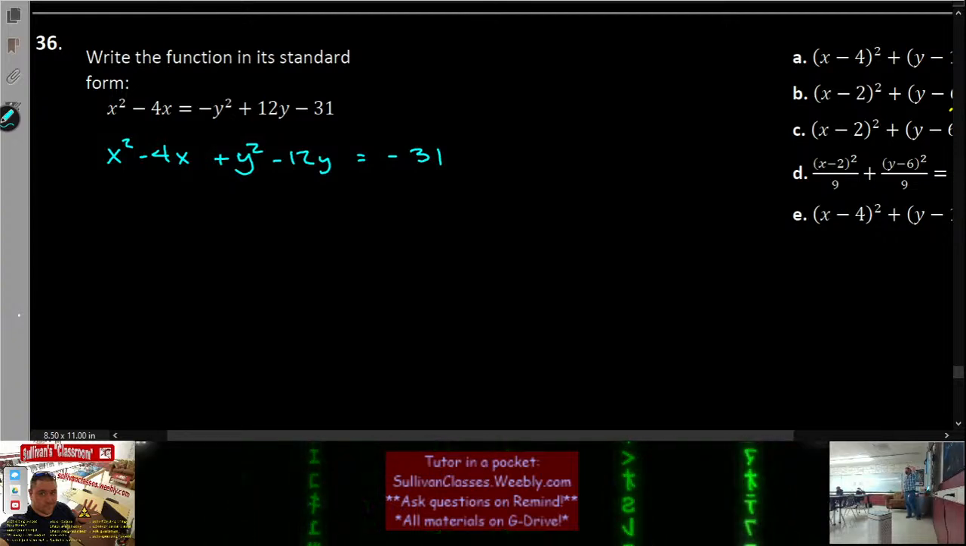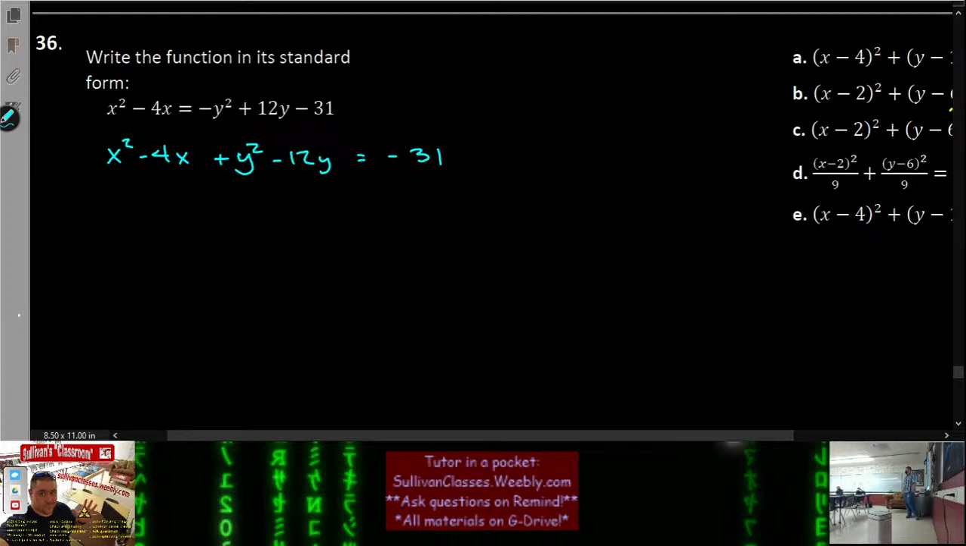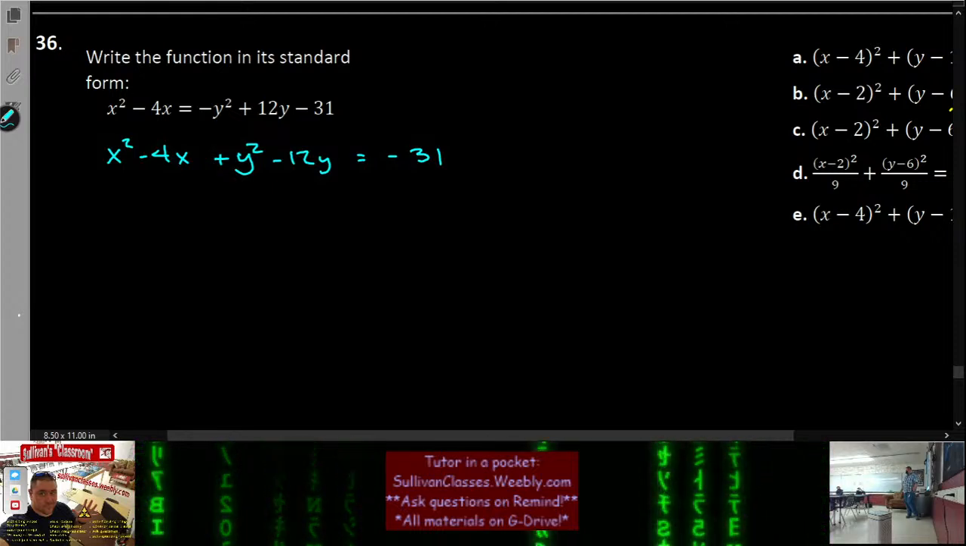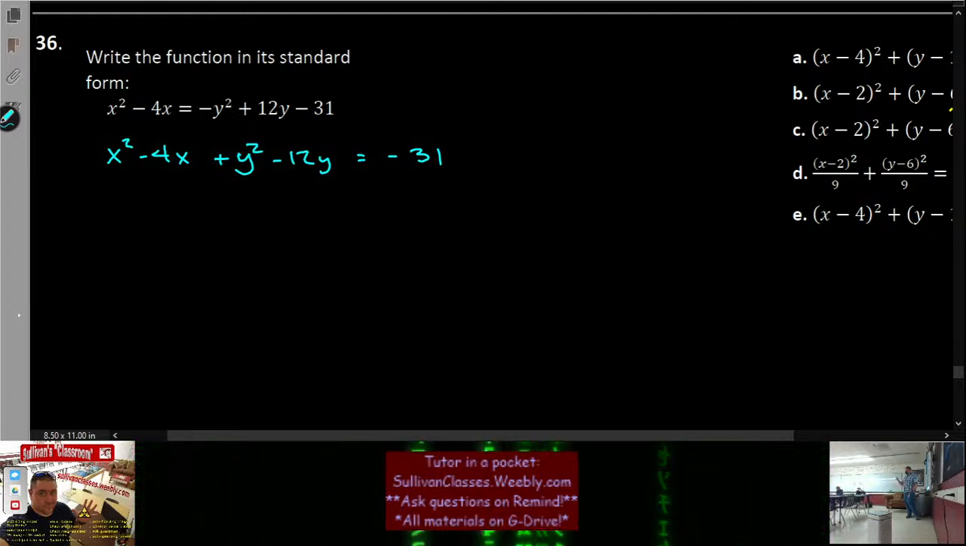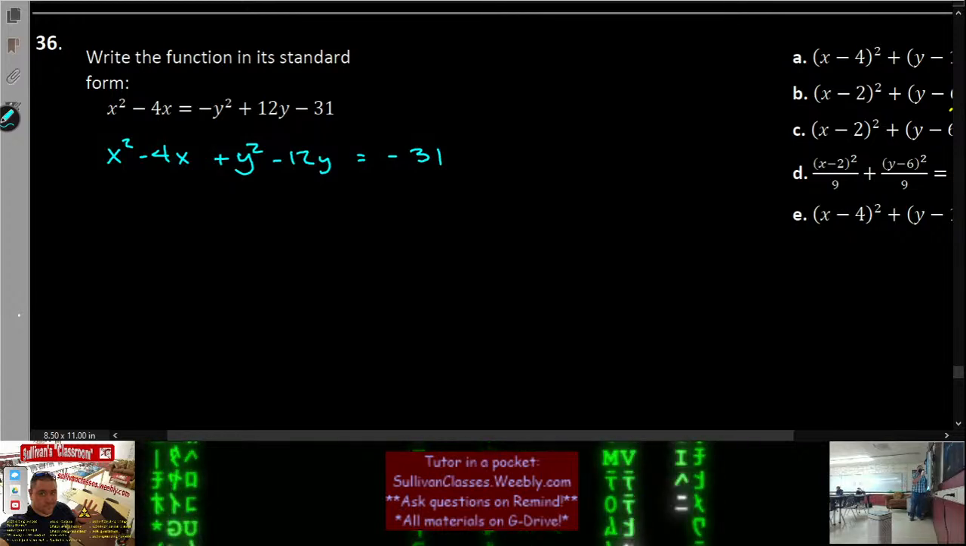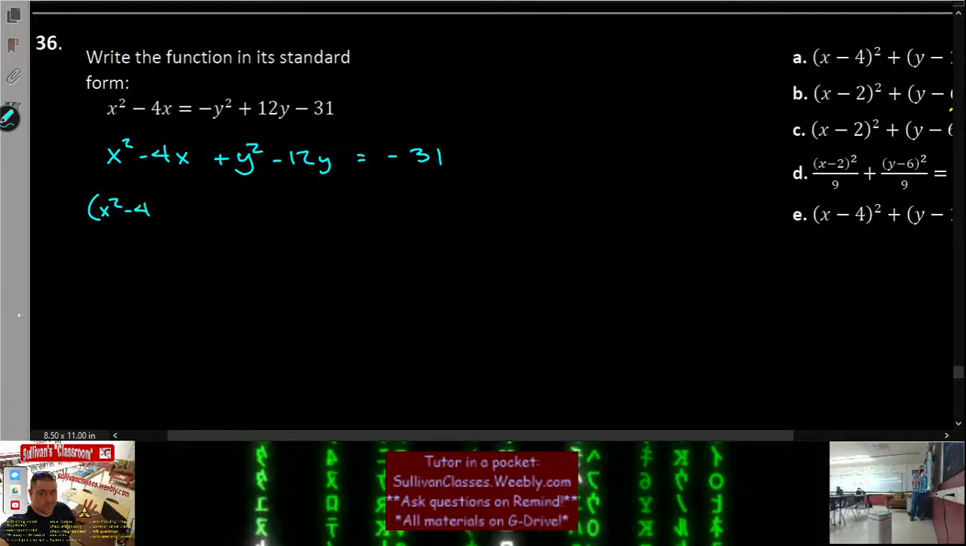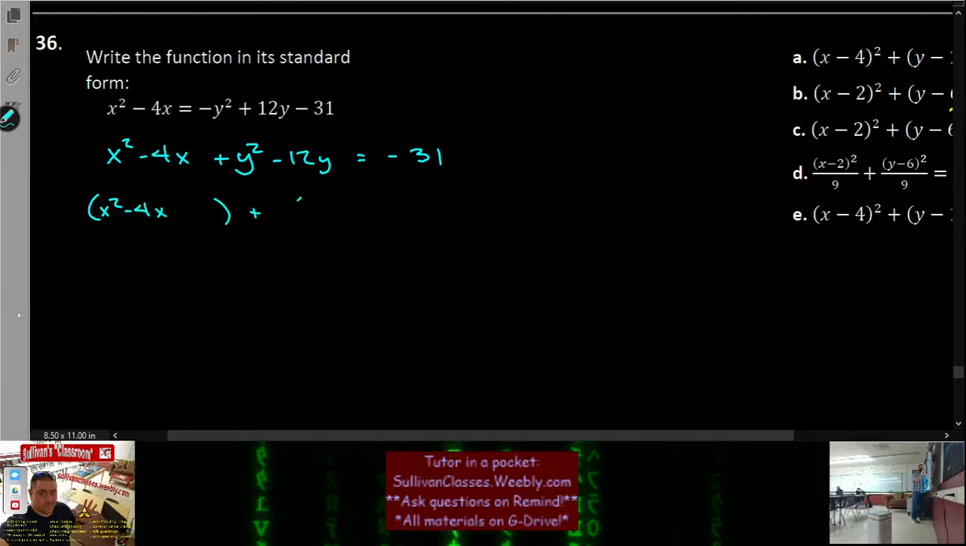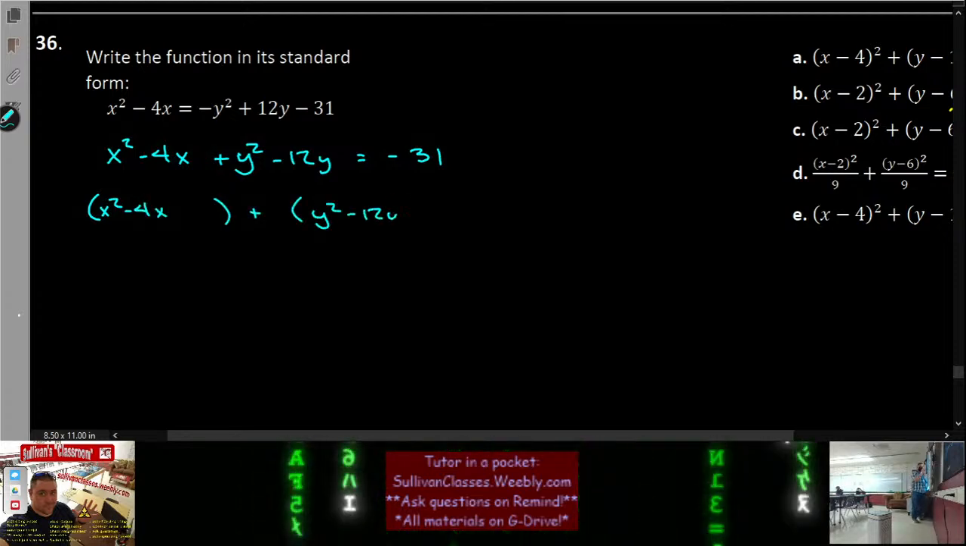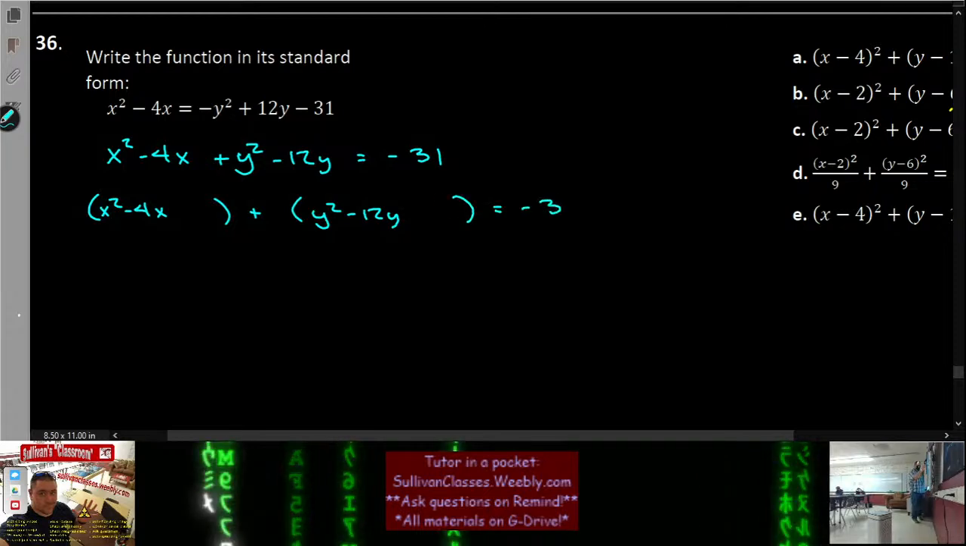Now do we know what type of conic it's going to be? Circle, because I have x and y are both squared and their coefficients are the same. I still need to complete the square on it though. X squared minus 4x blank plus y squared minus 12y blank is negative 31.